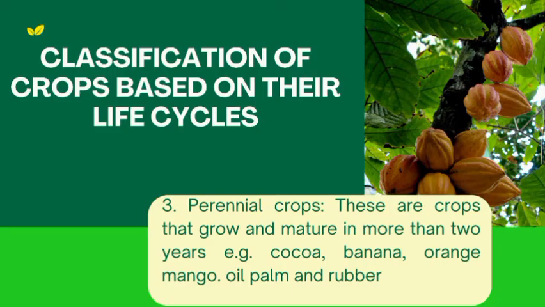You don't need to plant another one. For instance, let's say mango. If you plant a mango seed now, it can take up to, let's say, 3 or 4 years before it starts fruiting. But the moment the mango starts fruiting, it will bring out fruit for you every year. You don't need to plant another one again. That is a perennial crop.